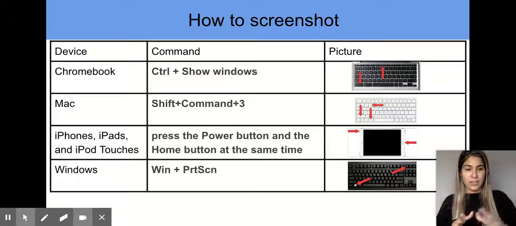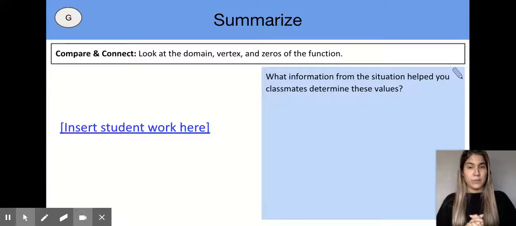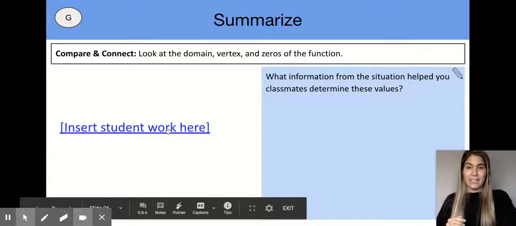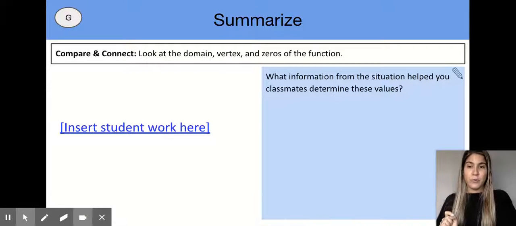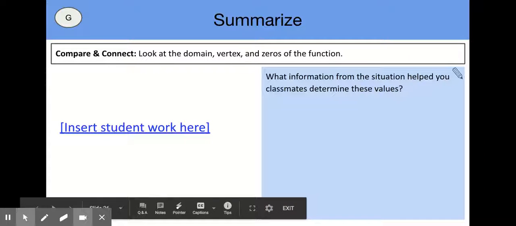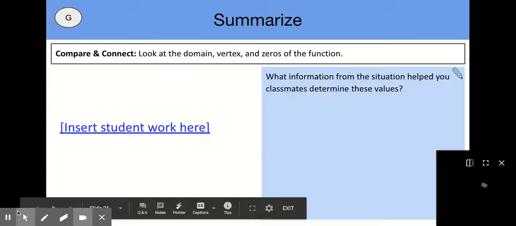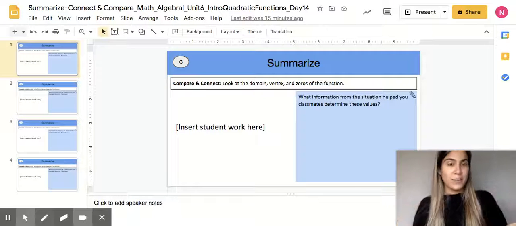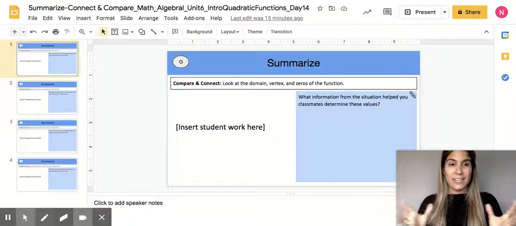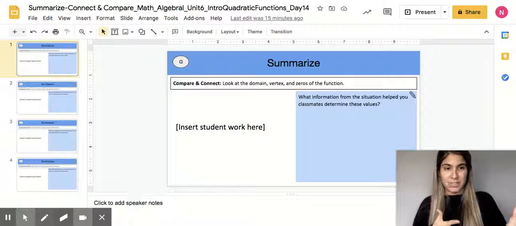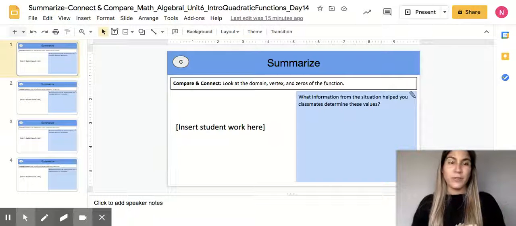Once you have screenshotted, you're going to move over to the summarize. Now, your teacher here may have provided a link in which you can click, and a new tab will open where you can input your work. Once this document opens, you are going to be working collaboratively on a full class document. Now remember, you are going to be working simultaneously with your classmates, so remember to be respectful of your classmates' work.